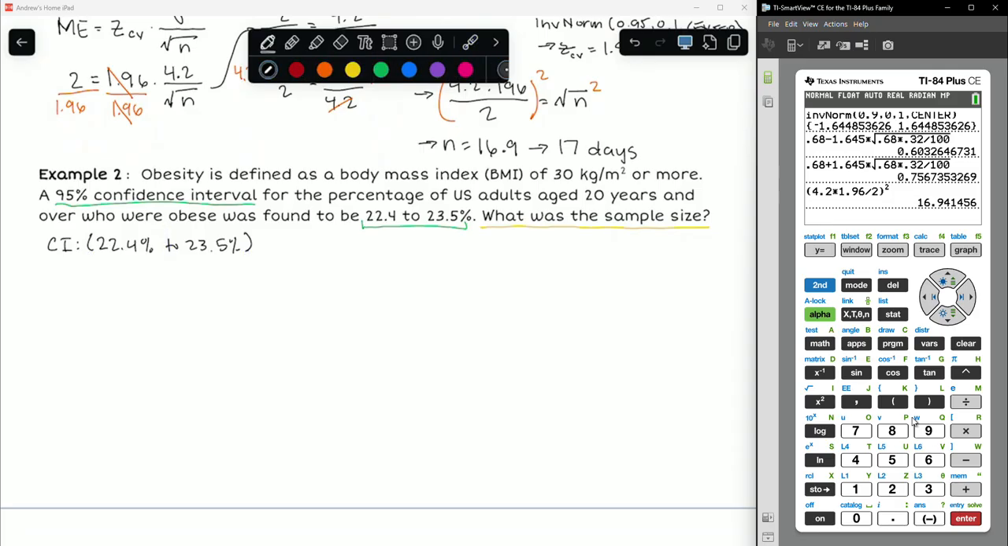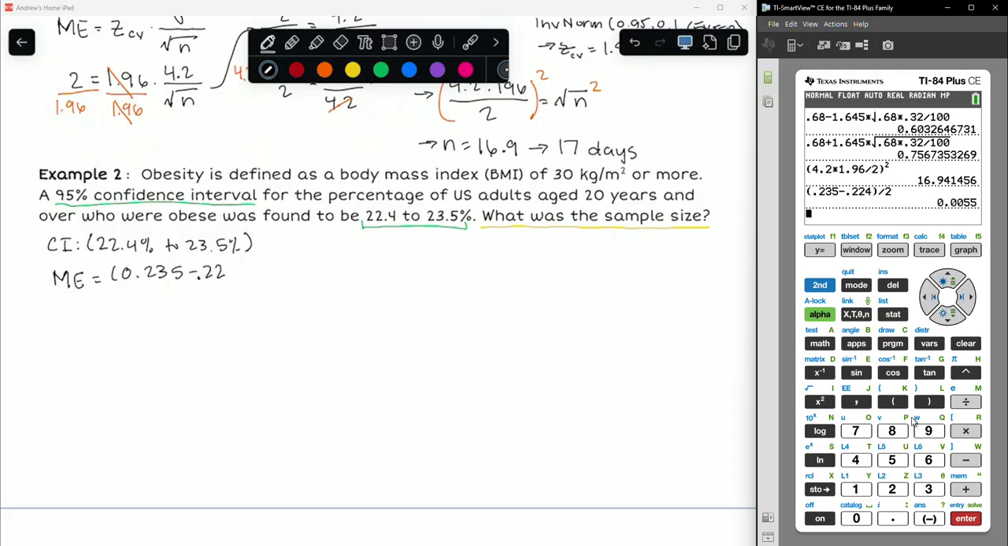So on a calculator, I want to do, and I'm going to convert these into decimals because when I do math with percentages, I always do them in decimal form. 0.235 minus 0.224, and then divided by 2. So we get a margin of error, which is this difference divided by 2, of 0.0055. So p prime plus or minus 0.0055.